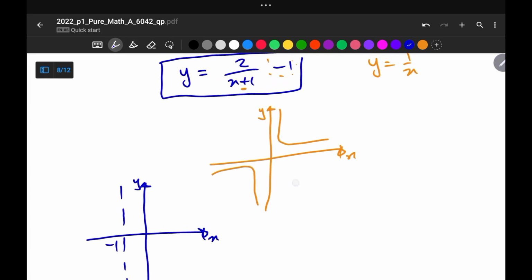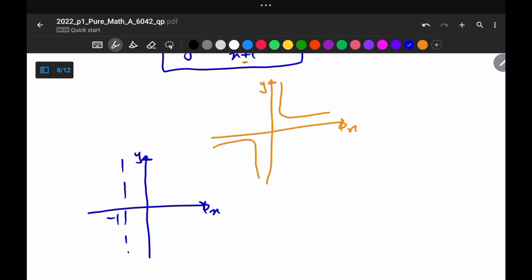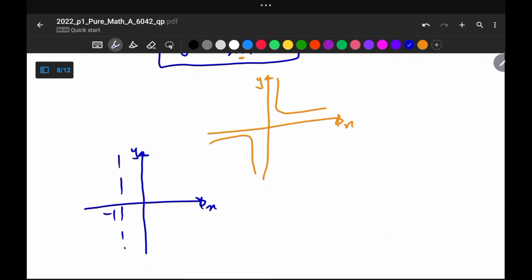And let us also transform our graph by 1 unit in the negative direction of the y-axis, meaning to say the asymptote y equals 0, or the x-axis, will be translated by 1 unit in the negative direction of the y-axis, meaning our asymptote will be at this point, -1.